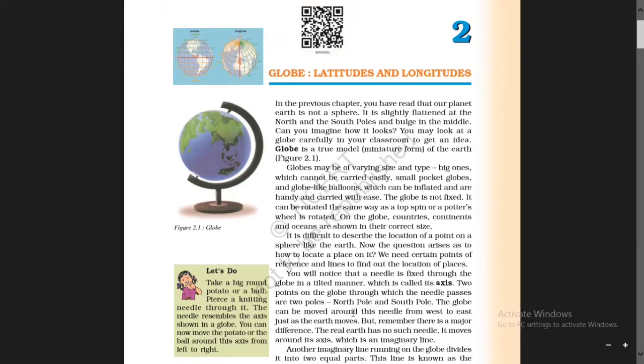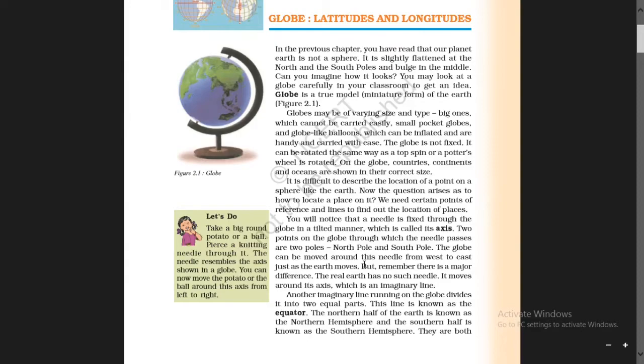The globe can move around this needle from west to east, just as the Earth moves. It moves anti-clockwise, against the direction in which the hands of a clock move. The globe or the Earth moves in the opposite direction of the clock, that is west to east.